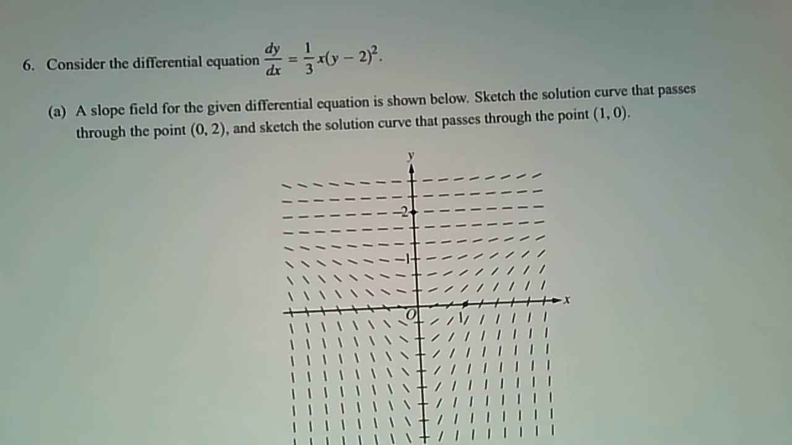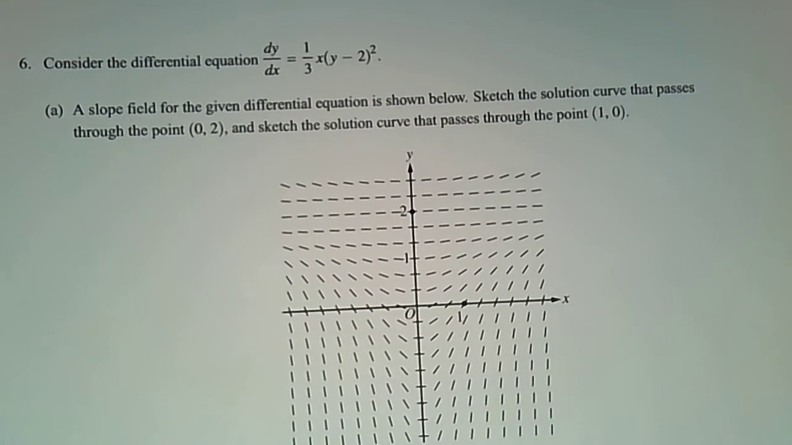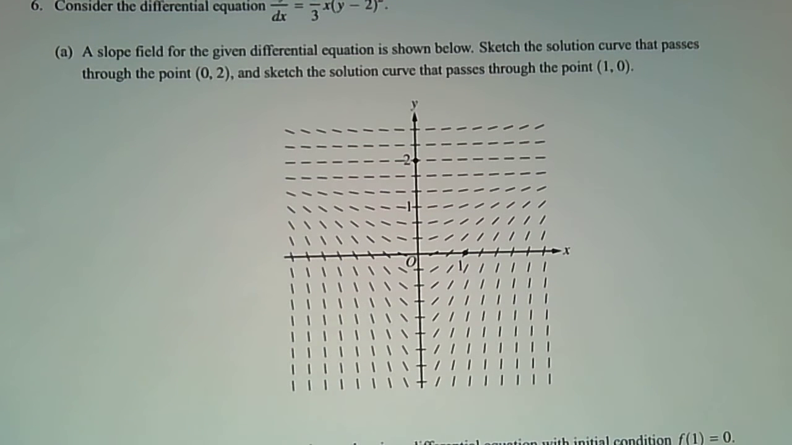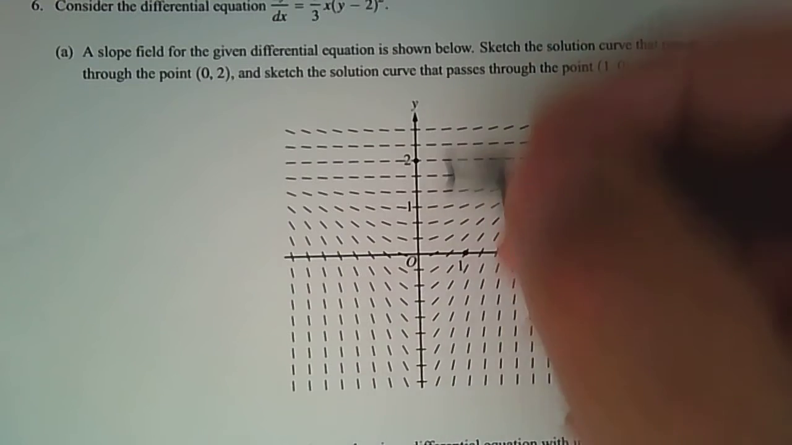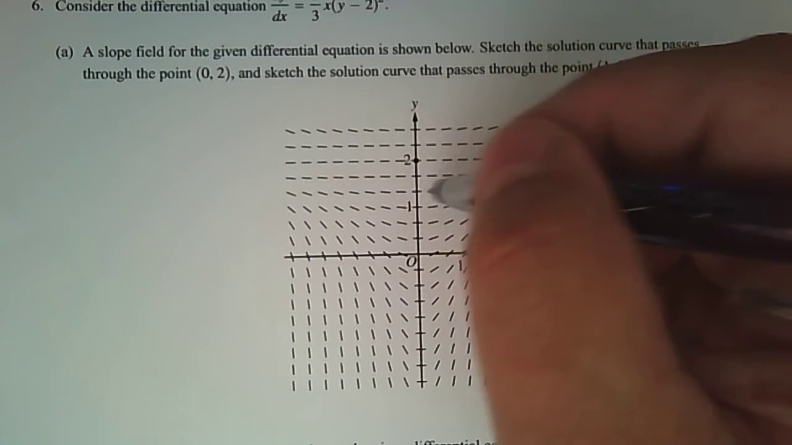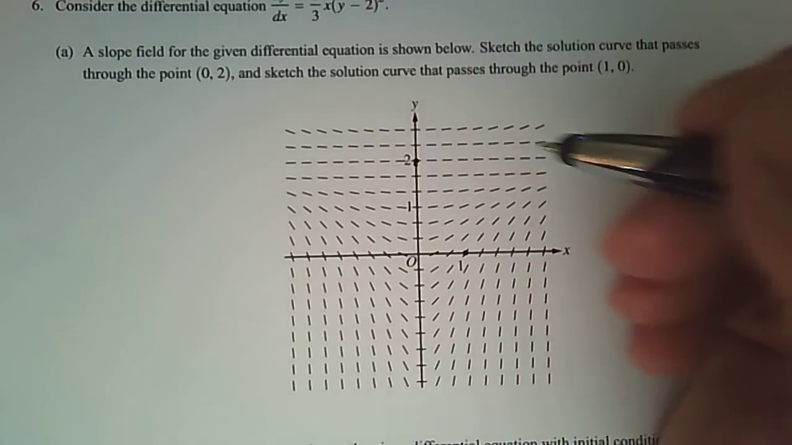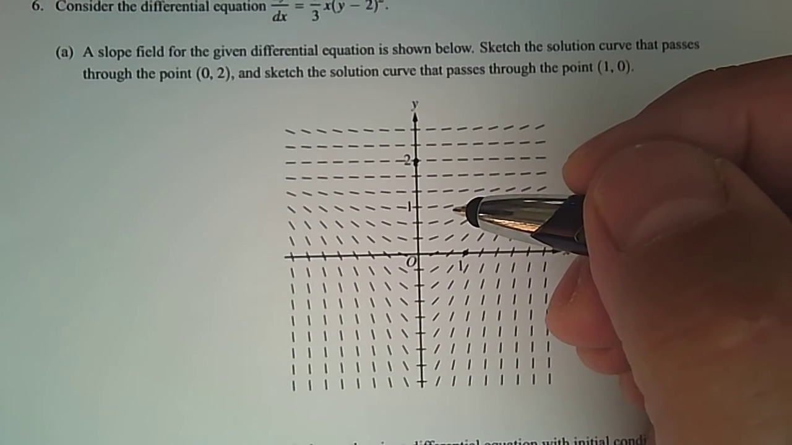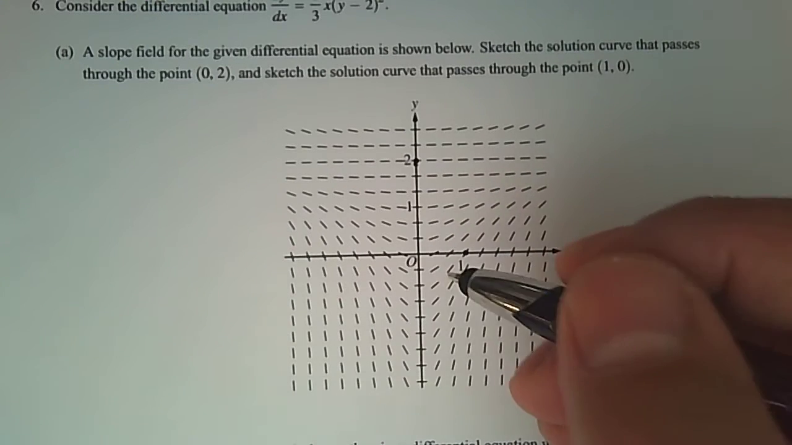Question number 6. You're given a DiffyQ, and this is the real question from 2018, what they had to answer. You're given a DiffyQ, and you're asked to first graph the solution of that DiffyQ on a slope field that's already been done. It says sketch the solution curves that pass through the point (0, 2). I can find where that is. And sketch the solution curve that passes through (1, 0). So there are two we have to do.